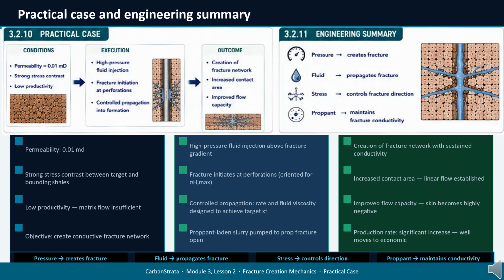Now tie it back to the four elements. Pressure created the fracture. Fluid propagated it. Stress controlled its shape. Proppant made it permanent. Remove one, the system fails.